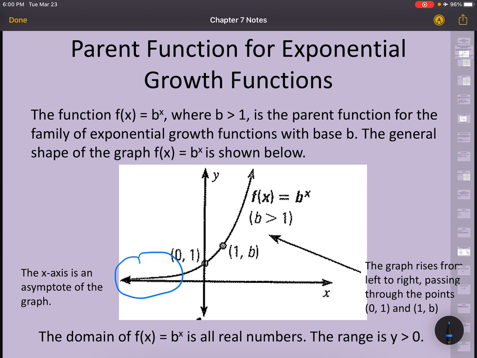Okay, and lastly, the domain of f of x equals b to the x power is all real numbers. So from left to right, we're hitting all the negative and hitting all the positive, so all real numbers. And then the range is y is greater than 0. And notice that it doesn't say greater than or equal to 0 because we're not ever going to hit 0 on the y or cross the x-axis. So it can't be 0, it can be greater than 0.